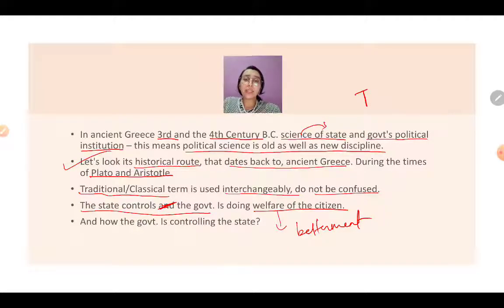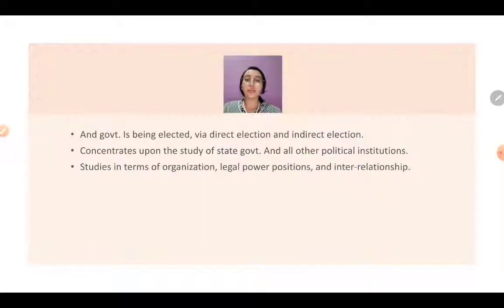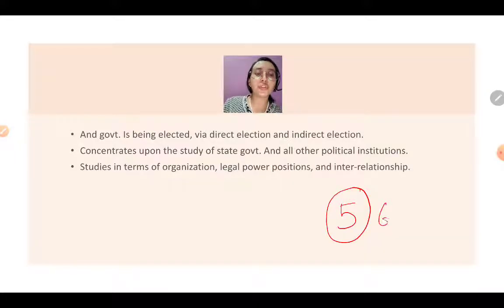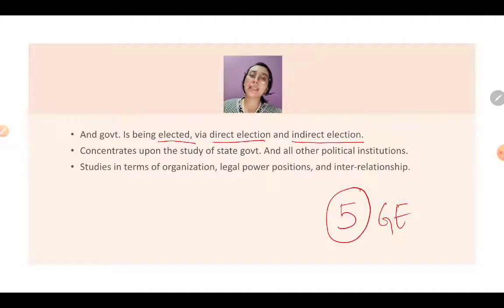So now, we talked about the control, right? The state controls the government, and how is the government controlling the state? Every now and then, in a 5-year term, we know about the general election. We vote for our representative, and that representative will go on doing certain welfare activities for the citizens. So the election can be direct election as well as indirect election.